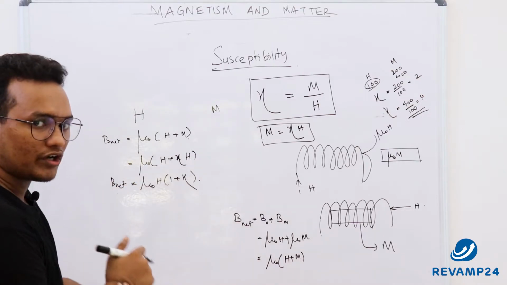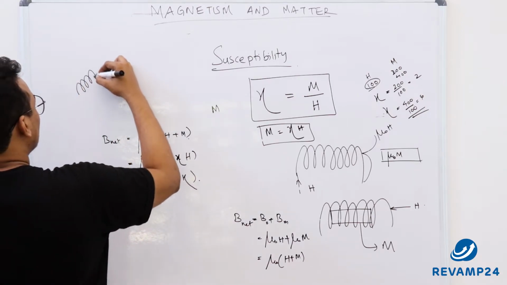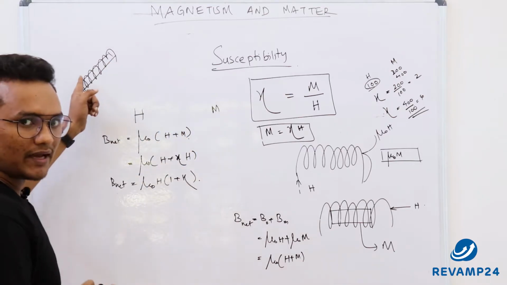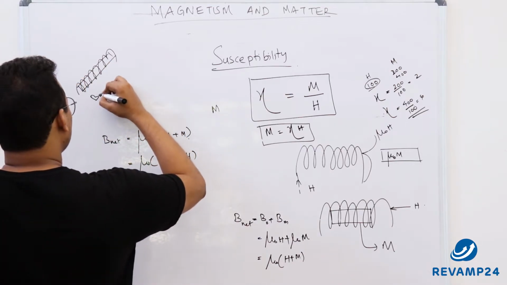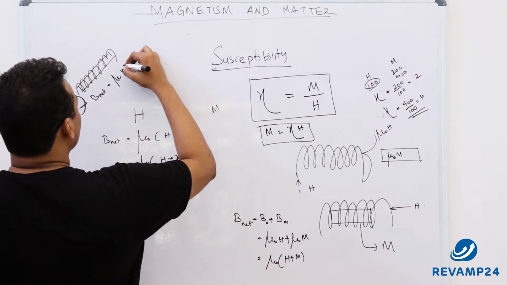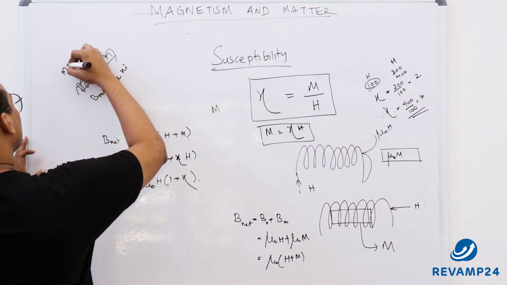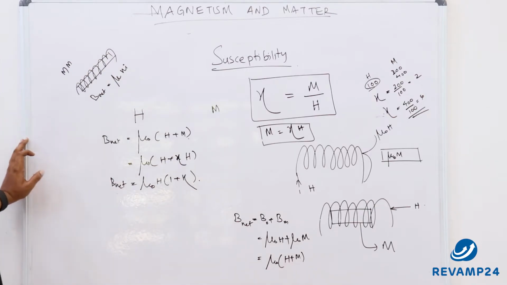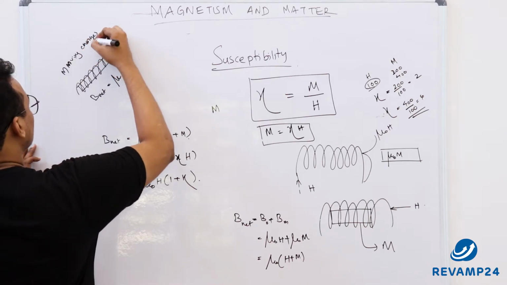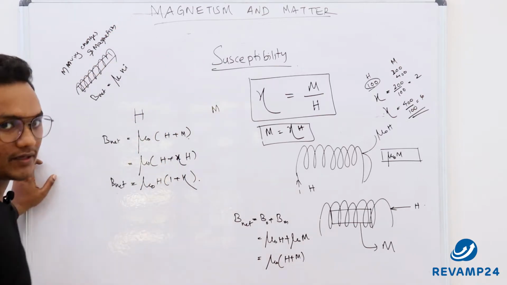Now we have learned one more equation in moving charges and magnetism. What is that? When we have a solenoid, and inside we are keeping a material, what is the total magnetic field? B net is equal to mu into Ni, which we have learned in the previous chapter, moving charges and magnetism. Go back and refer to the solenoid.